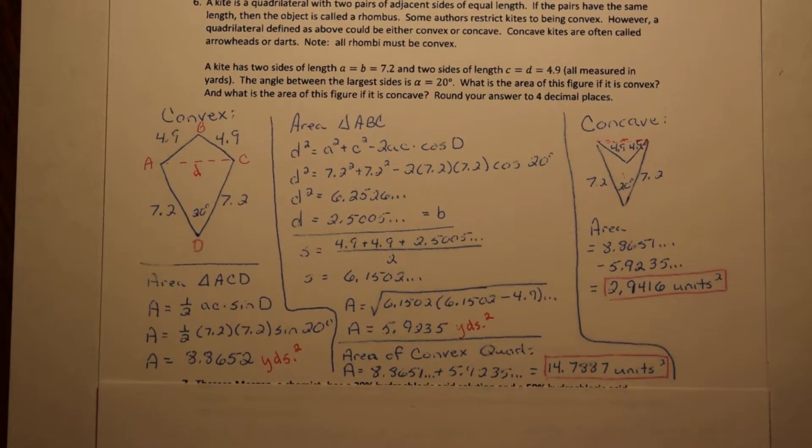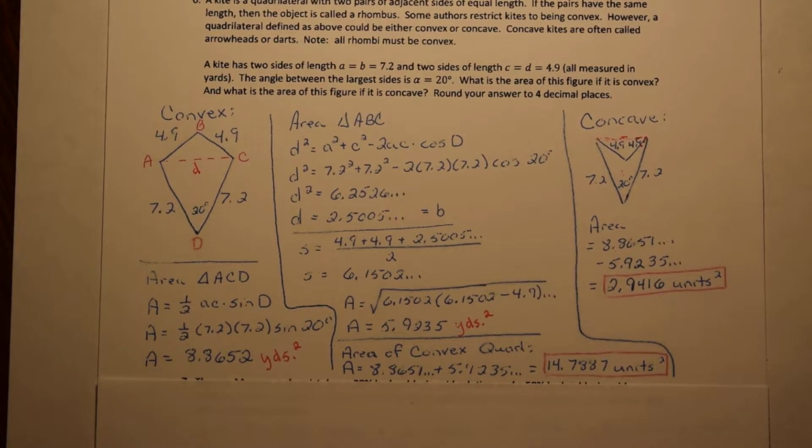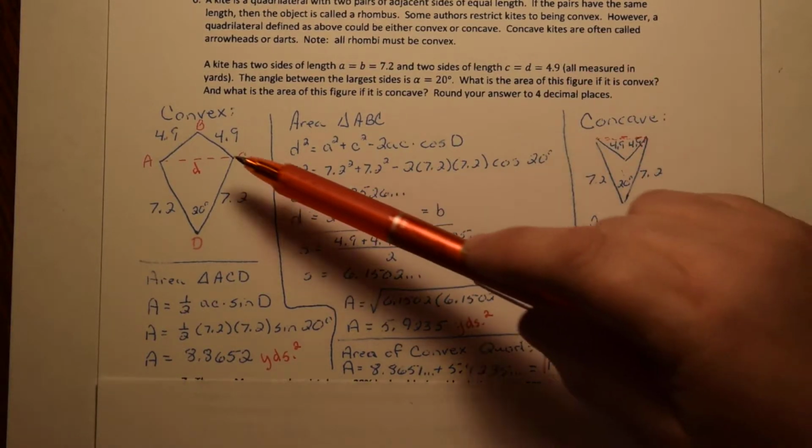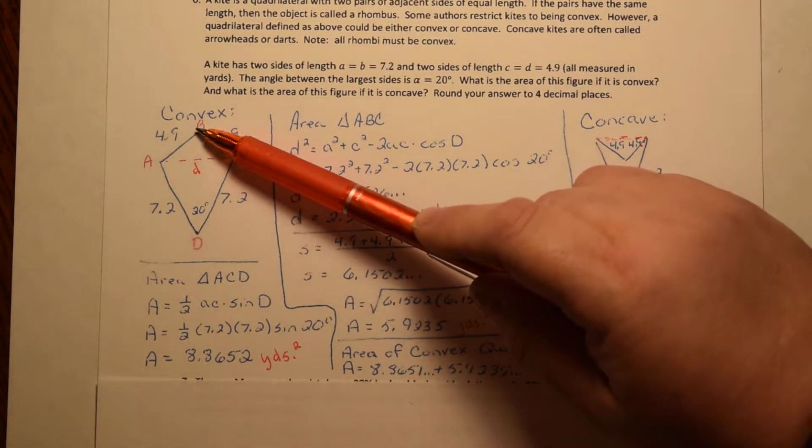Hi everyone, welcome back. Let's take a look at problem 6. Problem 6 wants us to find the area of a kite.